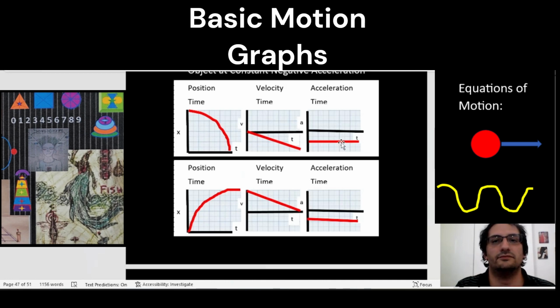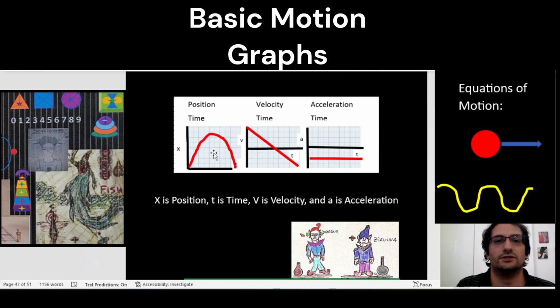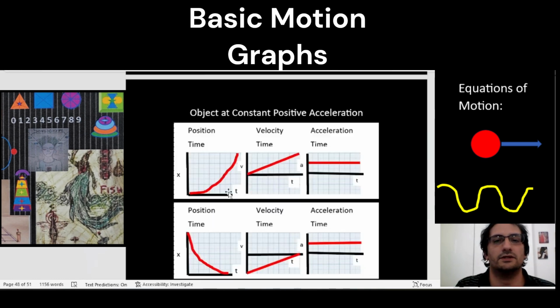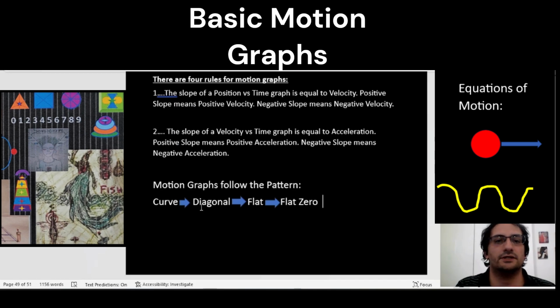Curve, diagonal, flat. Curve, diagonal, flat, and so forth. So it does obey curve, diagonal, flat, or flat, zero, depending where you begin. If you begin on diagonal, then it goes diagonal, flat, flat, zero. If you begin at flat, then it goes flat, flat, zero, and flat, zero. If you begin at curve, then it goes curve, diagonal, and then flat.